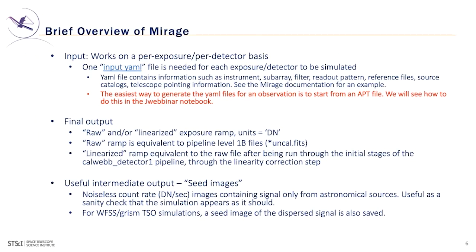And then there are some intermediate outputs that can be useful. So the seed images are great as a sanity check to make sure sources are where you think they should be, and that they are the brightness that you think they should be. And it will output a catalog of the cosmic rays that are added and a catalog of the sources that are actually on the detector.